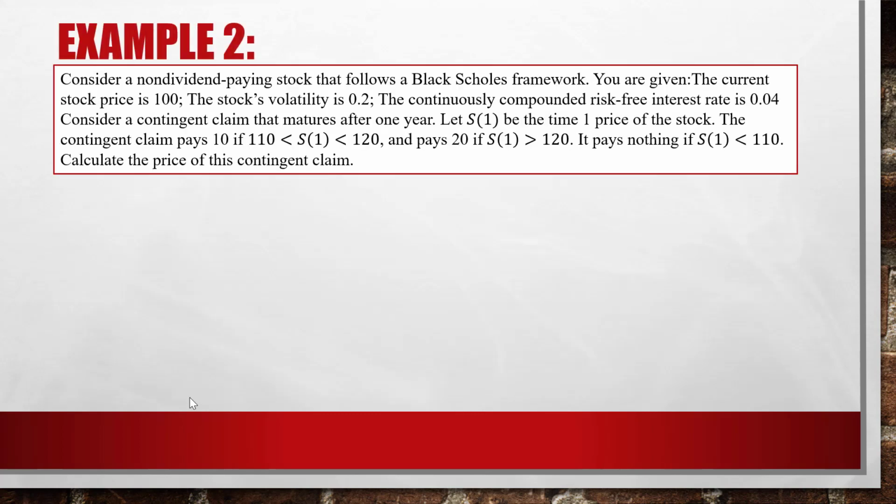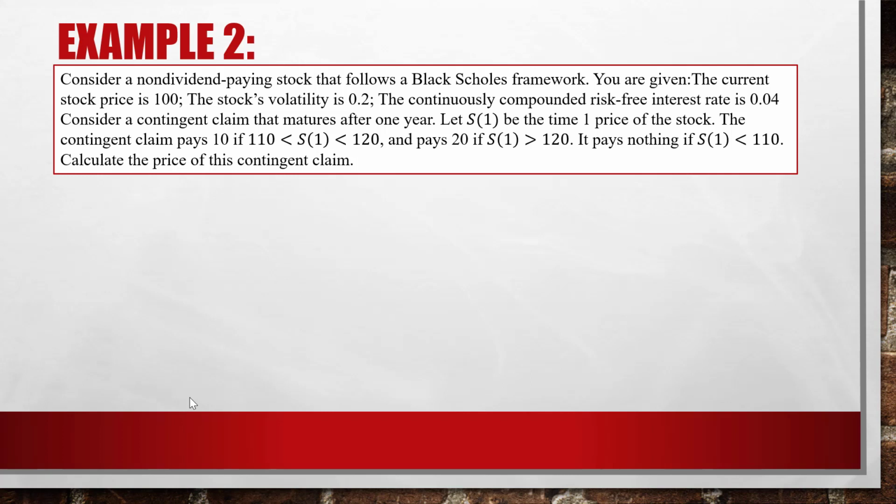Now example 2. Consider a non-dividend paying stock that follows a Black-Scholes framework. You are given the current stock price 100, the stock volatility is 0.2, the continuously compounded risk-free interest rate is 0.04. Consider a contingent claim that matures after 1 year. Let S1 be the time 1 price of the stock. The contingent claim pays 10 if 110 is less than S1, less than 120, and pays 20 if S1 is greater than 120. It pays nothing if S1 is less than 110. Calculate the price of this contingent claim.